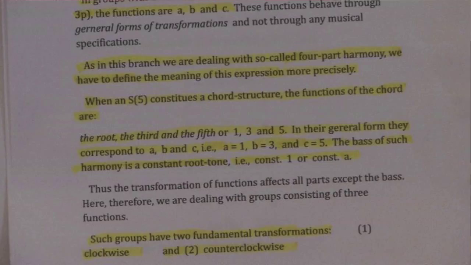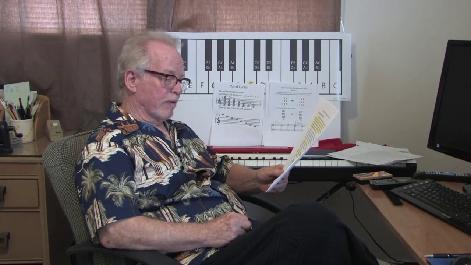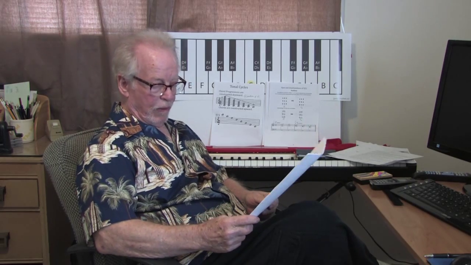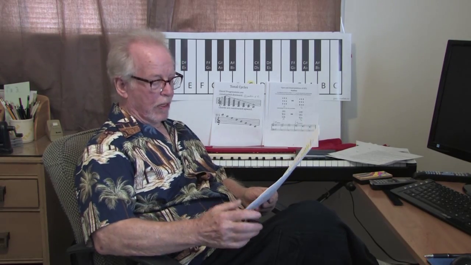When an S5 constitutes a chord structure, the functions of the chord are the root, the third, the fifth. In their general form, they correspond to A, B, and C. In other words, A equals 1, B equals 3, and C equals 5. The base of such harmony is a constant root tone. In other words, constant 1 or constant A.